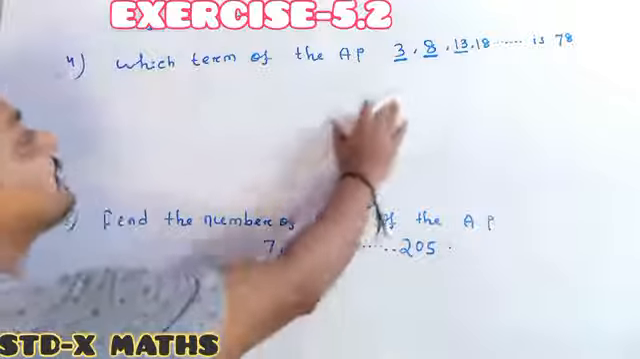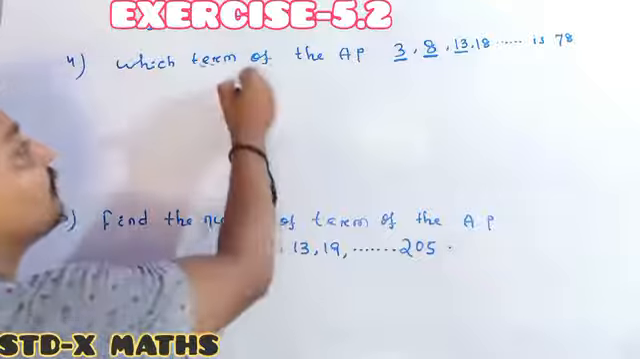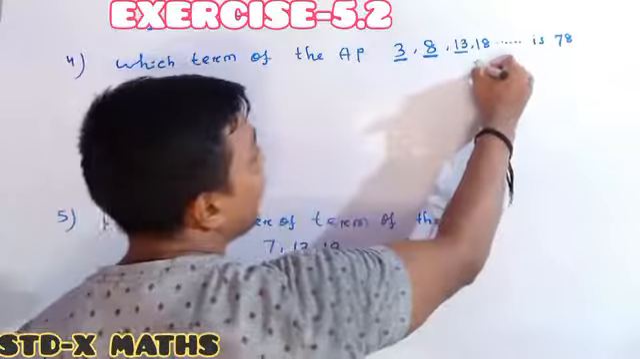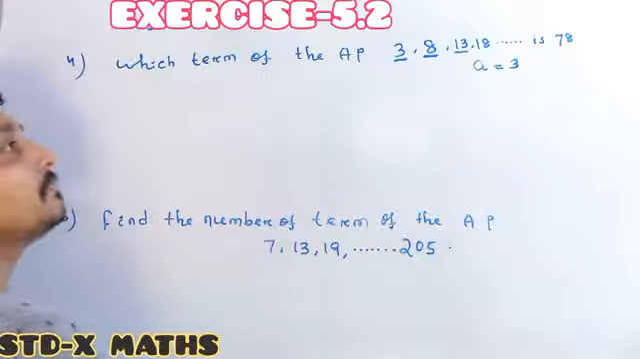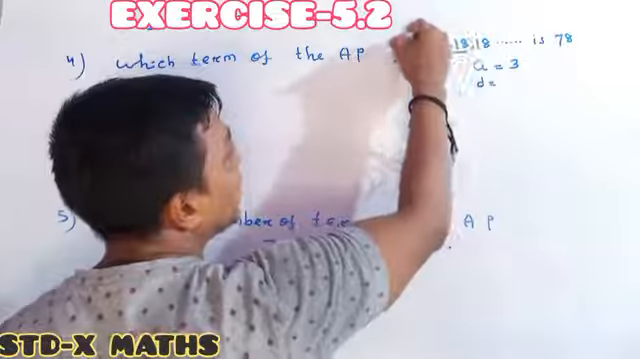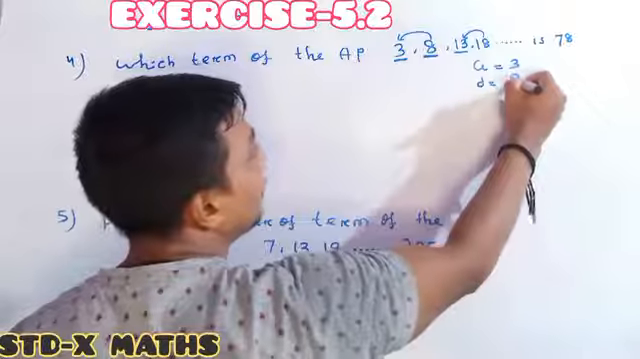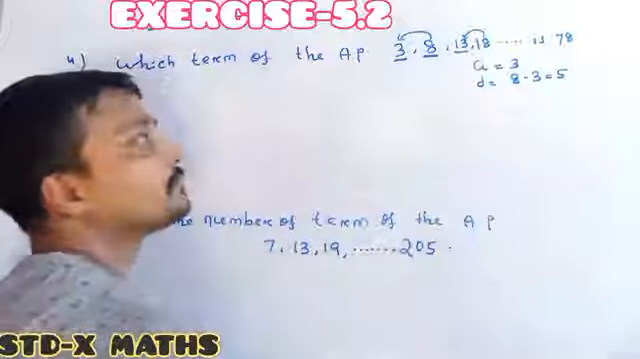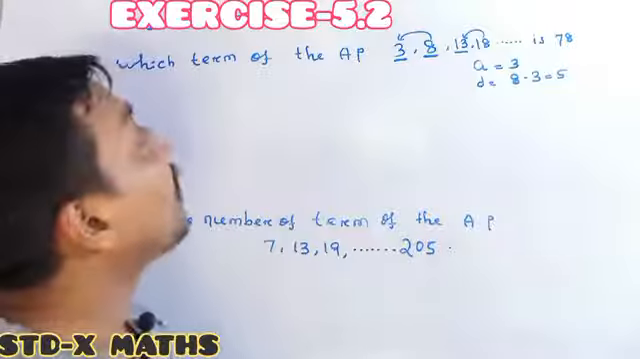See, actually the things which are already given, I am listing out first. From this, it is given that a, the first term, a1, is 3. See, d is any difference, either this difference, or this difference, or this difference. So one of the differences, 8 minus 3, I am taking as 5. Understood perfectly?